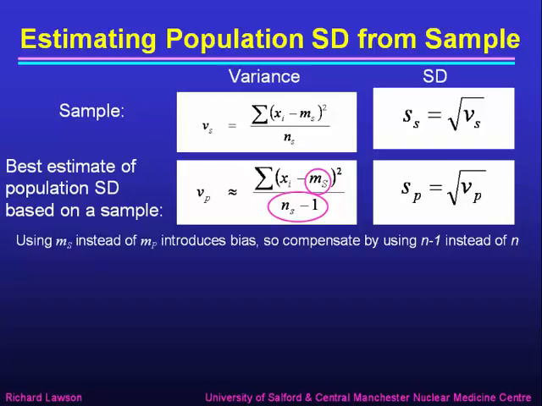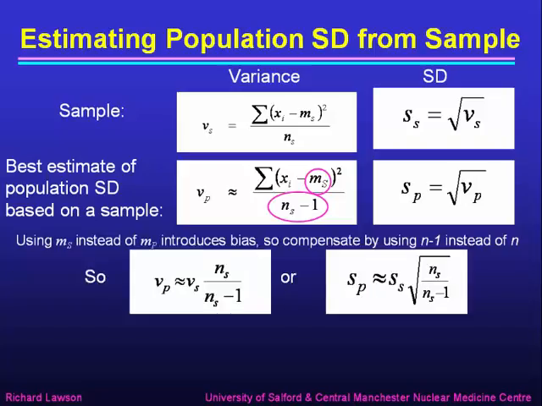So using MS instead of MP introduces a bias, as we've just observed, and we can compensate for that by using n minus 1 instead of n in the denominator. So that gives us a different formula for calculating standard deviation, with n replaced by n minus 1.